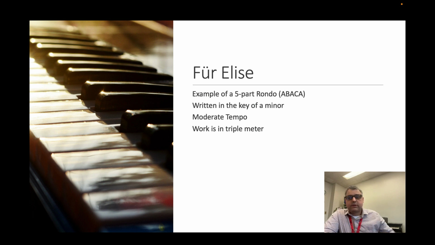In this example, this is what we call a five-part rondo form. So we're going to have an A section. We'll transition to some different material, and then the A section is going to come back. And then we'll transition to even newer material, which we call the C section, and then we'll return back to the A section. Other things about this piece: it's written in the key of A minor, it has a moderate tempo, and it's in triple meter.